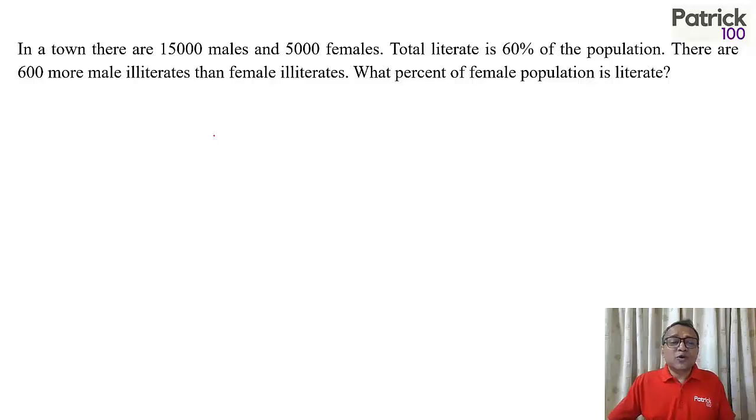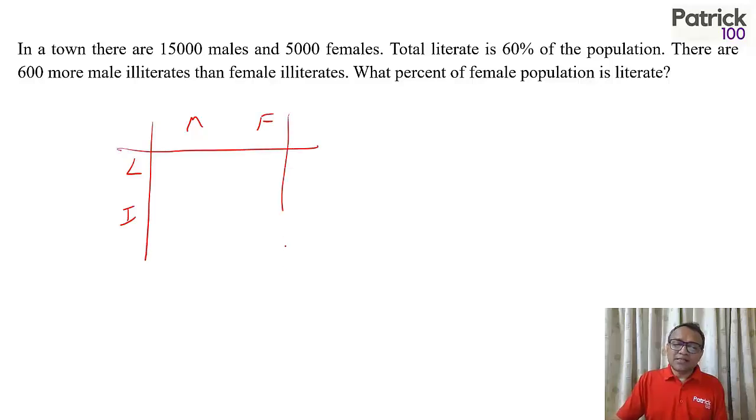So here you have male and female. This is similar to a 2 by 2 matrix. Whenever you have two variables, draw a 2 by 2 matrix, literate and illiterate. Sums like this have come in the exam already, so it becomes easier. So the total number of people is 20,000.